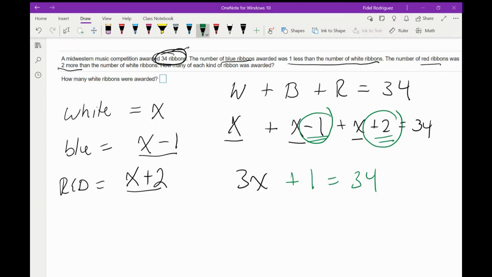So now at this step, I need to get the x by itself. So this is a +1, I'm going to go -1, right? And I think this is what you were asking about. How did I come up with the 34 minus 1? Because I'm trying to get this piece by itself, right?